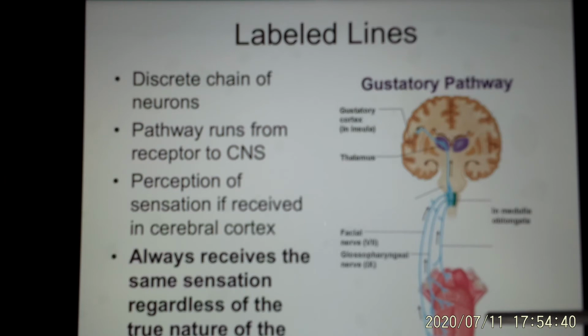And your signal will go to your brain. They always go to the same part. So from the stimulus, they will go to the brainstem, from the brainstem to the thalamus, and they will go to the same cortical area, like your gustatory cortical area is in your insula. So they always go through the same pathway, to the same response area.